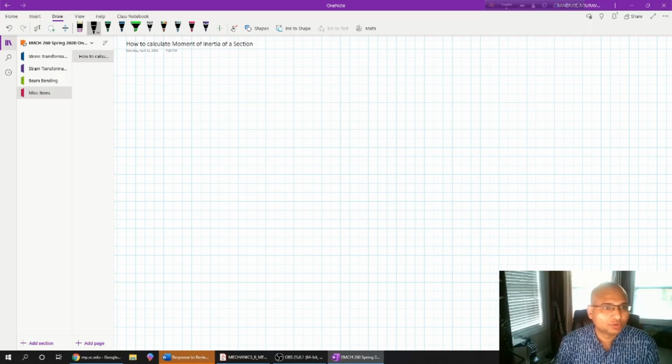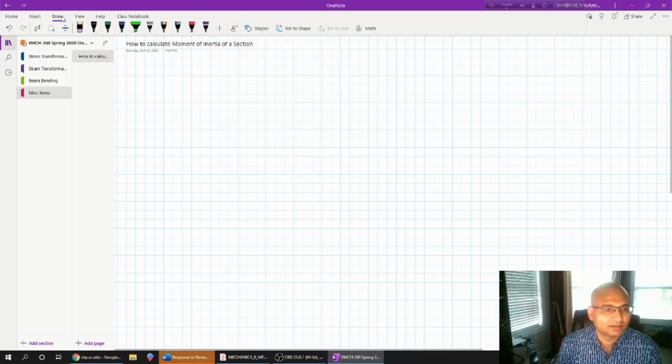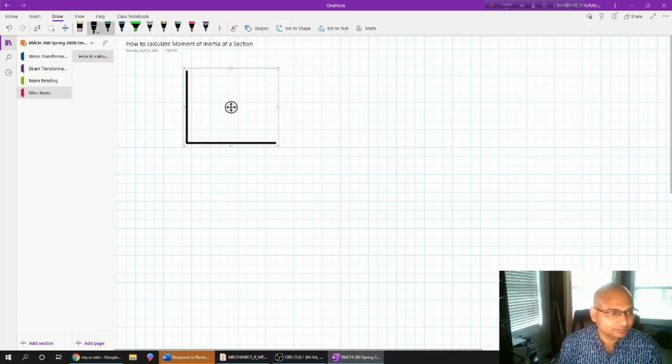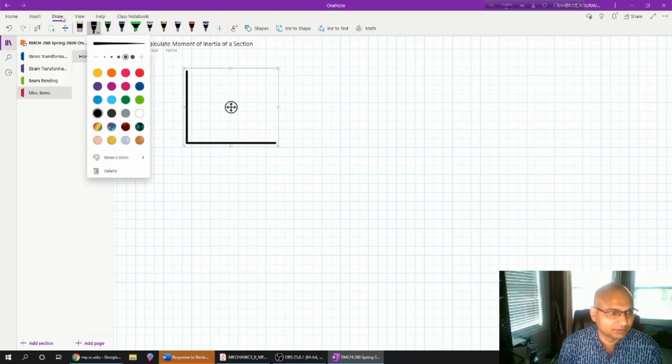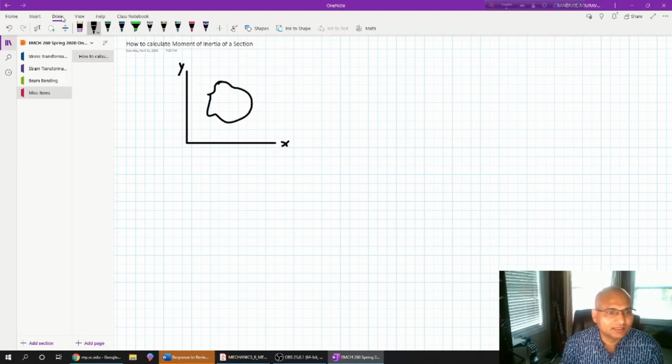So I'm going to draw a very basic section, and then we'll go from there with the basic understanding of it. Let's say I have this particular coordinate system. I have x here and I have y. Let's say I have this body, any arbitrary geometry. What I'm going to calculate is the moment of inertia of this particular object.